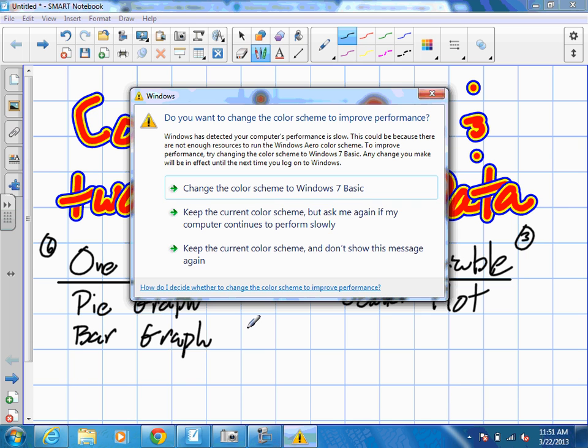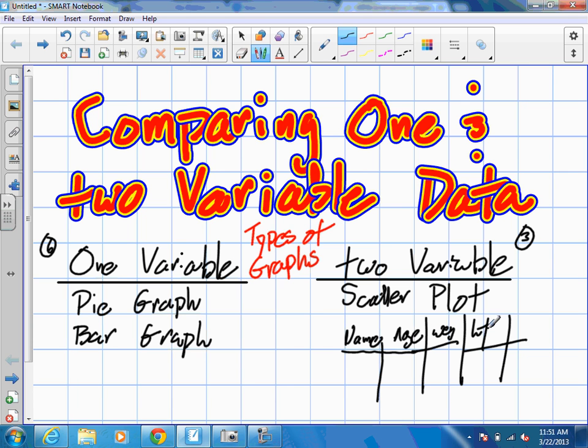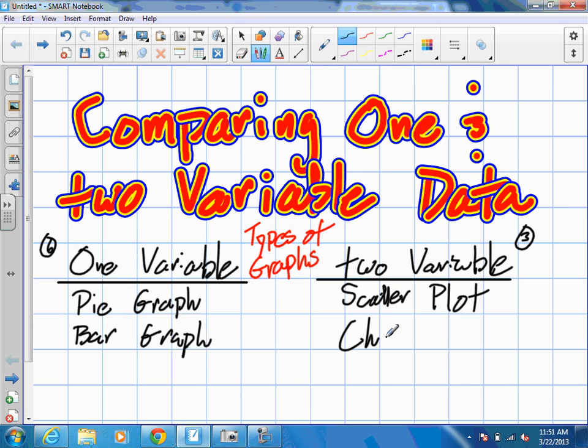Any other ones? Chart graph. And what is a chart graph? How many pieces of data can you represent with a chart? You can represent as many types of data as you want. So for example, let's say we had somebody's name, and we could put age involved. That could be one part of the chart. There could be other parts, weight, height. We can represent many, many pieces of data with a chart. So a chart can technically fall under both. It probably helps us look at two variable data better. I'm just going to say a chart, it's not really a graph. We could say a chart would fall under two variable data.